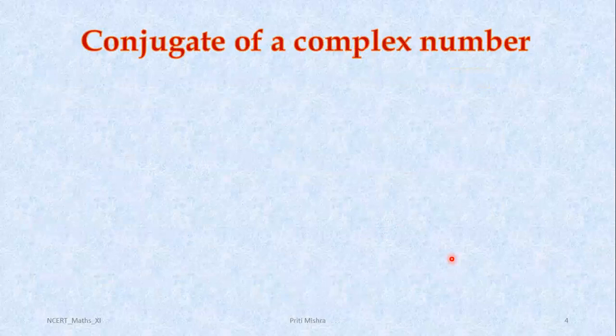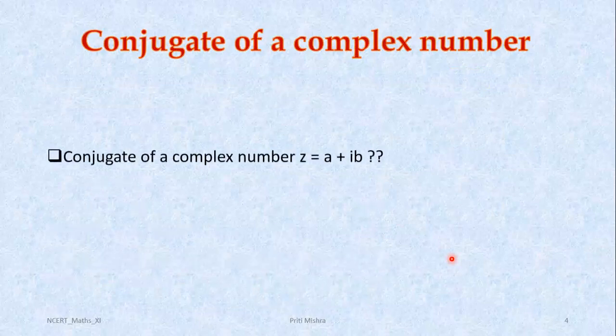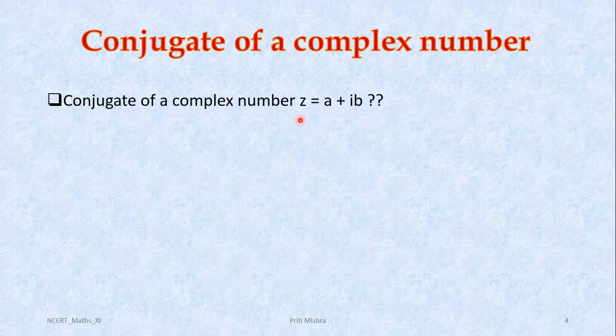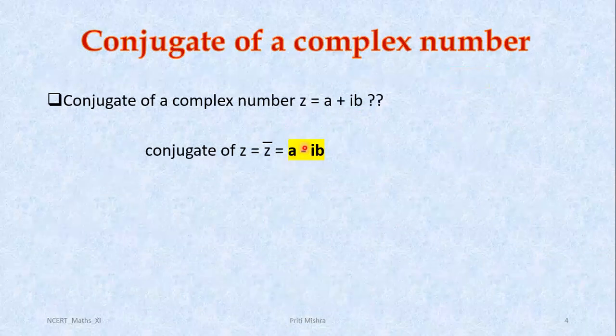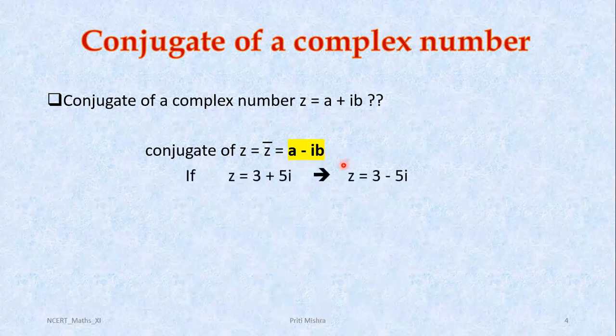Now let's find out what a conjugate of a complex number is. So if we have a complex number z is equal to a plus ib, then the conjugate of the complex number we denote by z bar, and it will be a minus ib. Means here you can see the only difference is in the sign between the real part and the imaginary part for the conjugate. So the conjugate of z is equal to a plus ib will be z bar is equal to a minus ib. Let's have some examples.